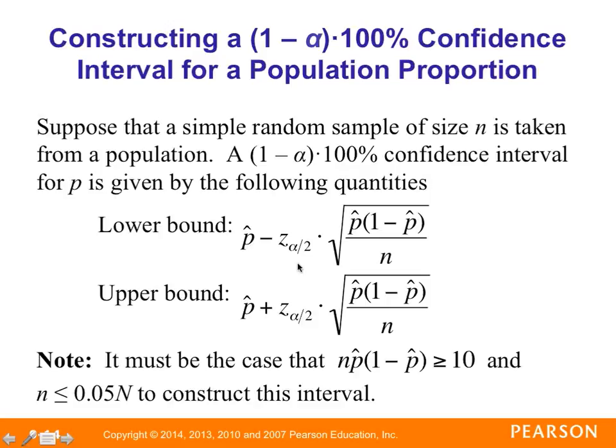I'll show you guys how to find that. And then you multiply that by the square root of p hat times 1 minus p hat over n. And then for the upper bound, you do the exact same thing, but instead of subtracting, you actually add. And there's a note at the bottom here. It also must be true that n times p hat times 1 minus p hat has to at least be 10, which we already talked about. And we have to have independence. So our sample has to be less than or equal to 5% of our entire population.